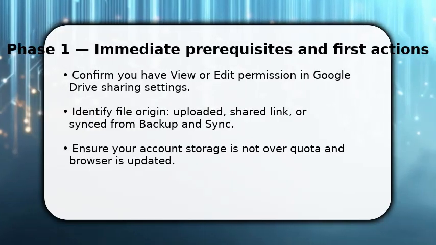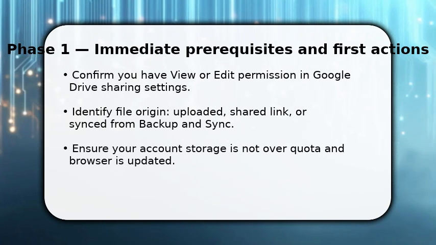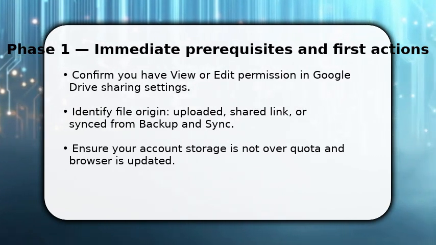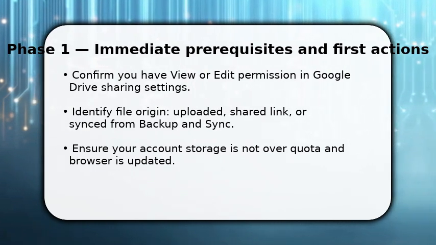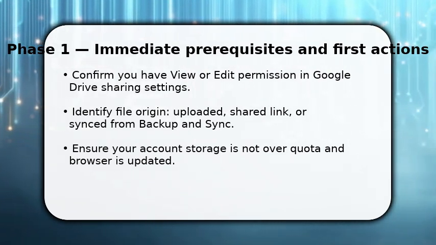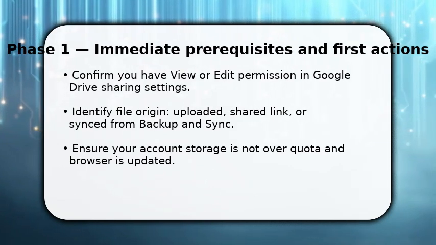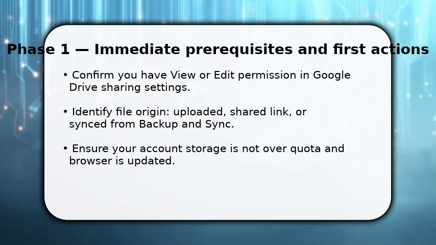You start by verifying permissions and file origin so you don't chase the wrong issue. Open Drive, select the file, and check the Share dialog. Make sure you have View or Edit access. If the file came from a shared link, confirm the owner hasn't restricted access.